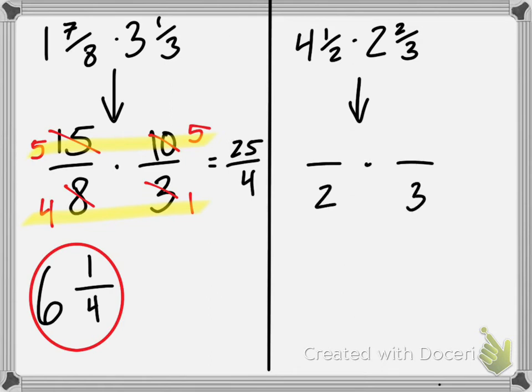I already know my denominators stay the same. So let's see. Emma, what is 4 1/2 as an improper fraction? Yes, 9/2. 4 times 2 is 8 plus 1 is 9. Oslin, what is 2 2/3 as an improper fraction? Perfect, 8/3. 2 times 3 is 6 plus 2 is 8.